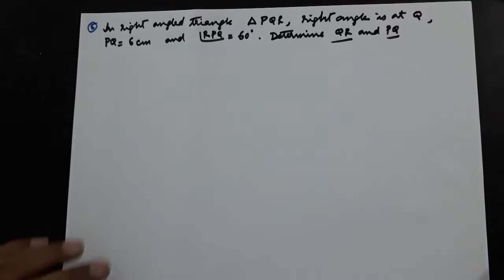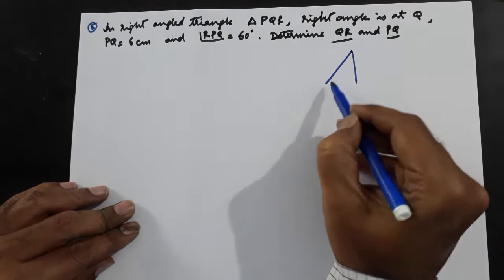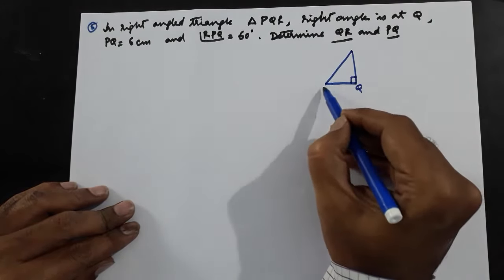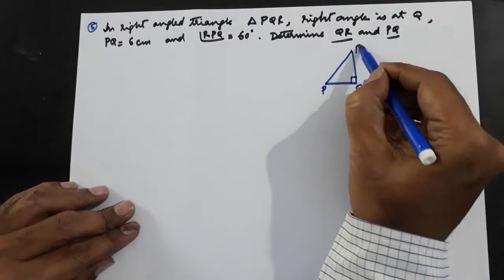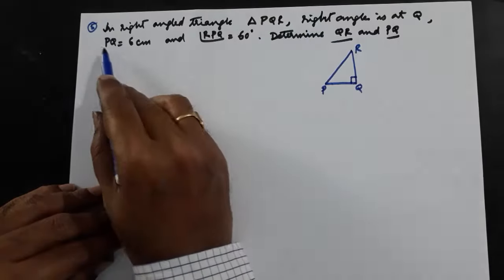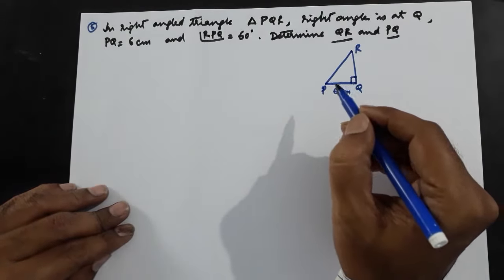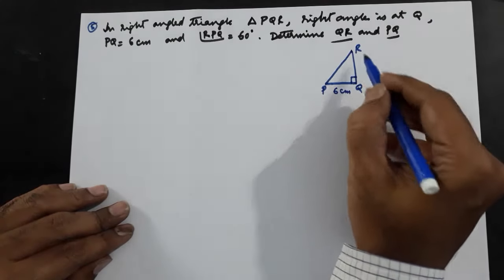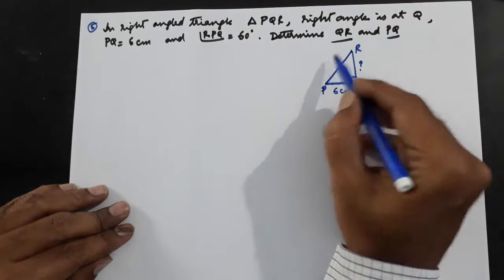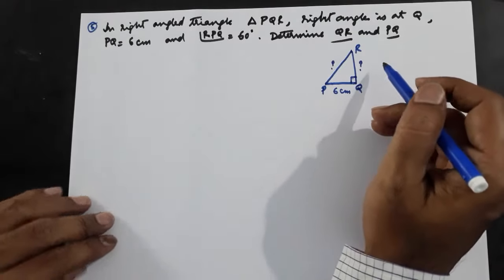Okay. So let us draw the triangle. We have a right angle triangle, right angled at Q, and PQ is 6 centimeters. We don't know this, we don't know this. We need to find out QR and PR. So both the sides we need to find out. We don't have those actually.